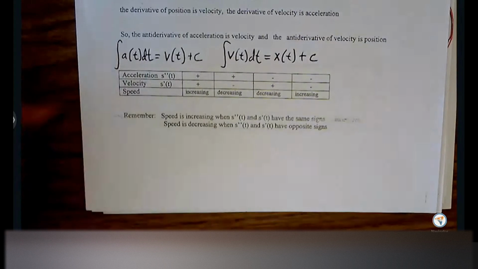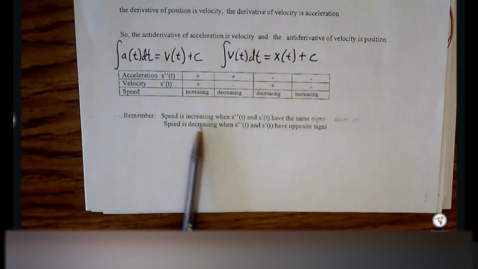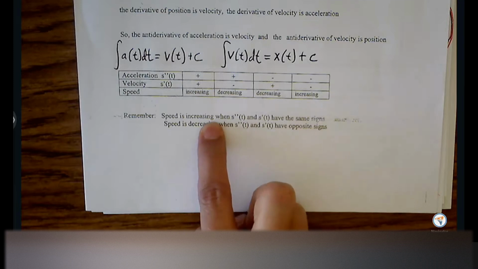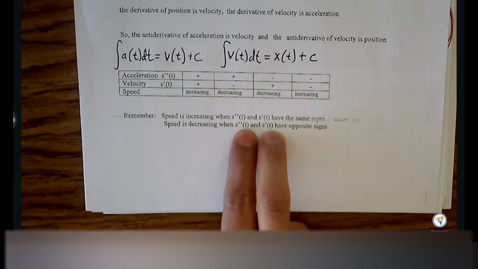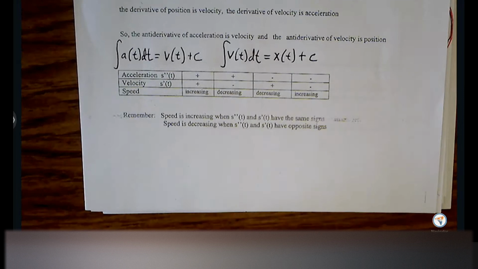First semester review here. Increasing speed and decreasing speed, we can find that by comparing signs between velocity and acceleration. If velocity and acceleration have the same signs, then we know speed is increasing. If velocity and acceleration have opposite signs, then speed is going to be decreasing.